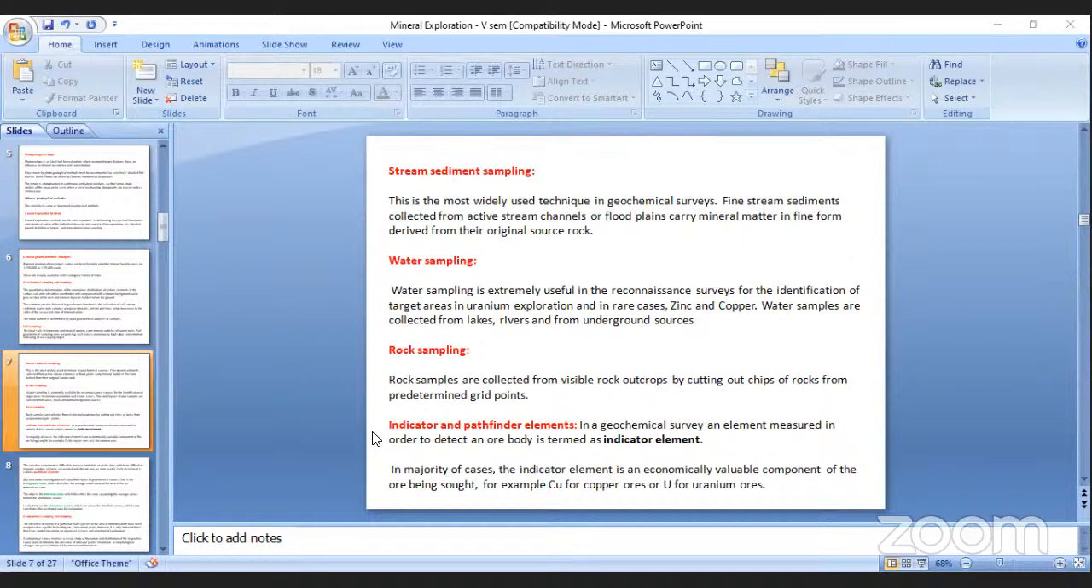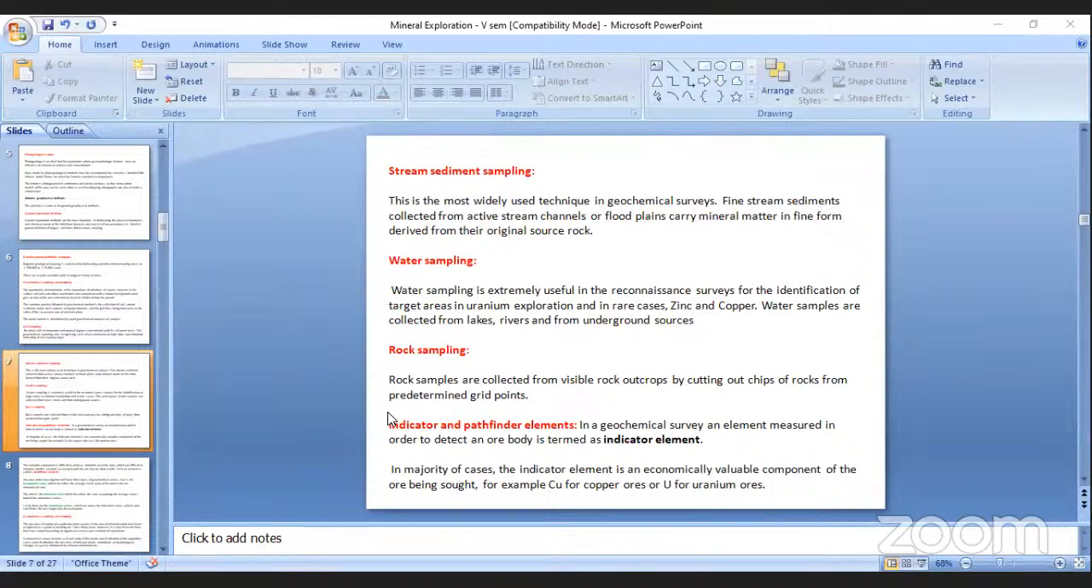I'll tell you what grid points are in the next class. This is the process. That means for your rock samples, we have to use hammers or cutters, collect the fresh samples, bring them into the laboratory, and use them for different purposes. This is one thing.